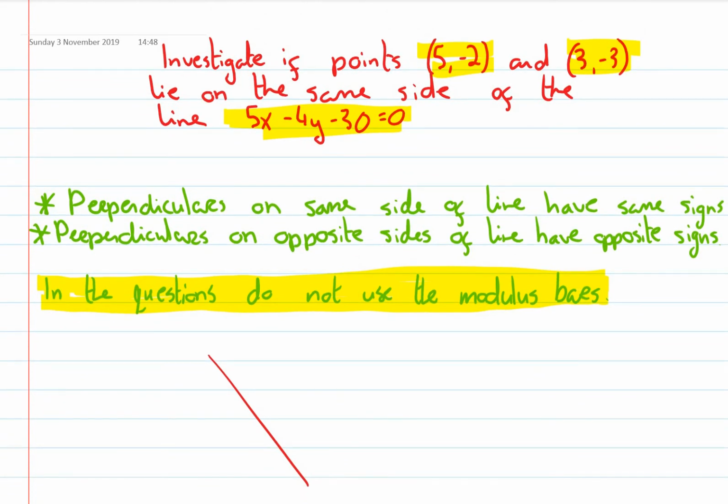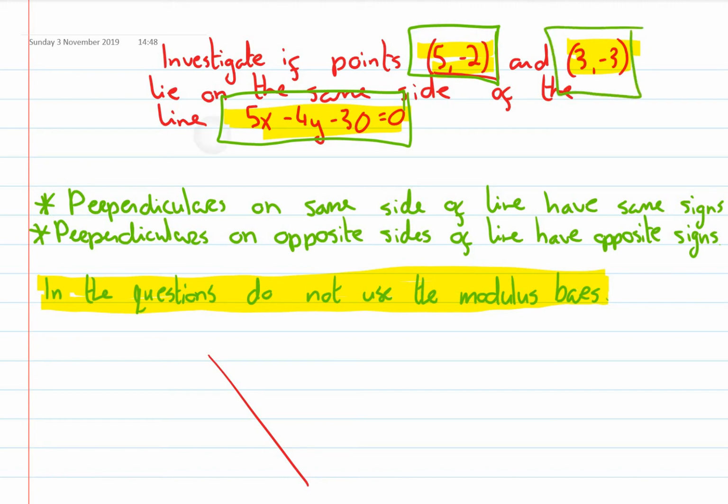I check and see the distance of this point to this line, and then I check and see the distance of this point to this line. If both answers are positive or both answers are negative, well then they're on the same side of the line. If, however, one answer is positive and one is negative, then they're on opposite sides of the line.